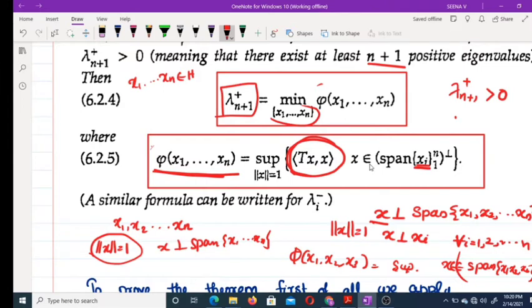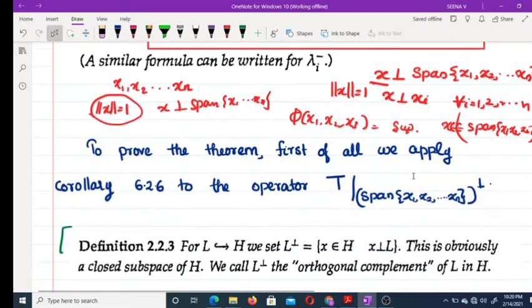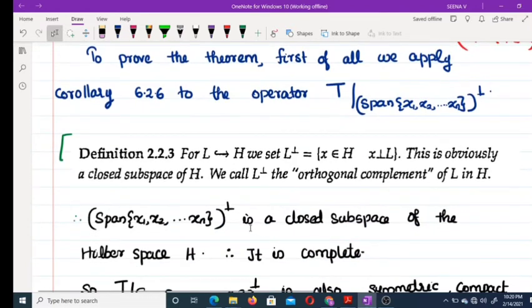Now we will move to the proof. Listen carefully. To prove the theorem, first we apply Corollary 6.2.6 to the operator T restricted to the span of x1, x2, etc., xn perp. Just recall Corollary 6.2.6. So here we are applying that to T restricted to the span of x1, x2, etc., xn perp.